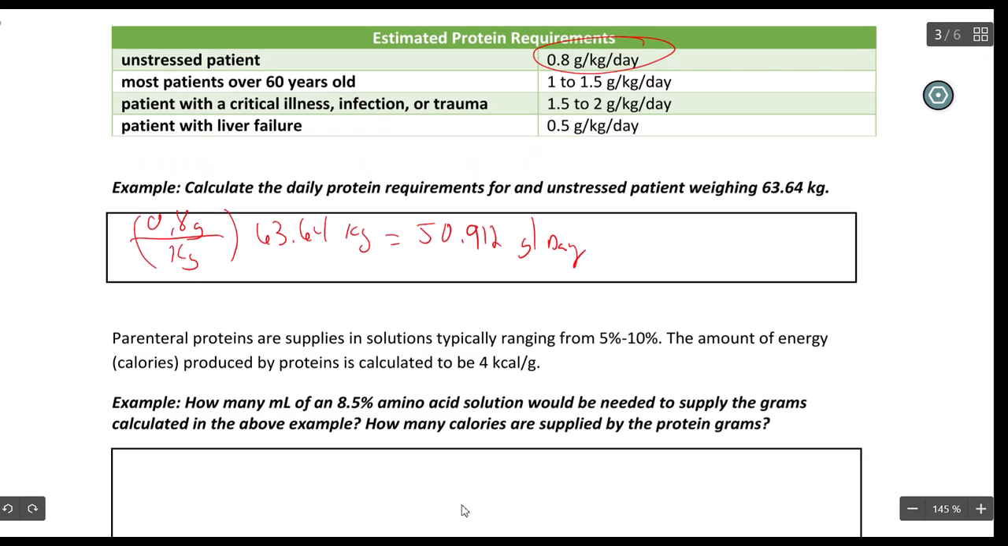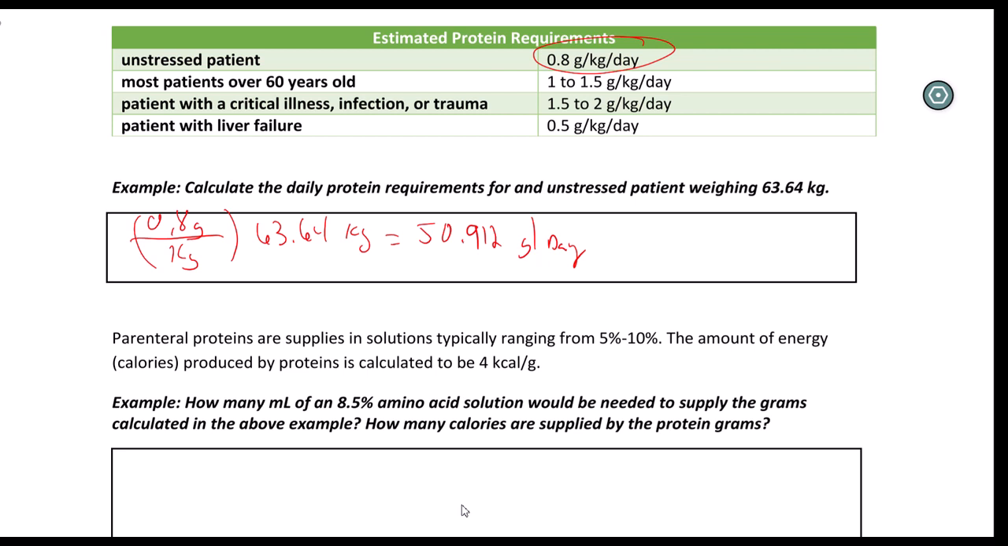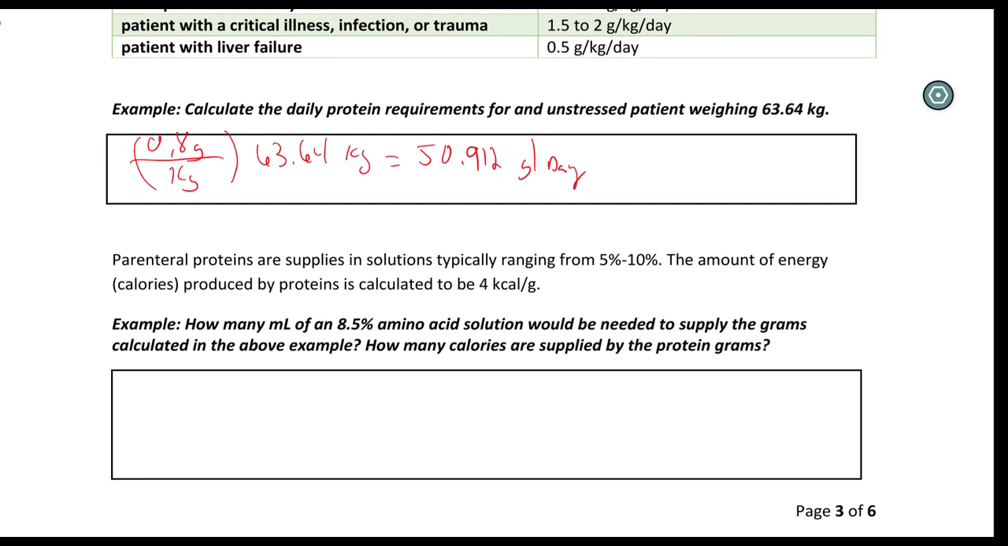The amount of protein that the person gets is fine, but we don't give the person protein. We give them an injection of parenteral, in our case that we're looking at here. That is going to be in the form of an amino acid solution. The amino acid solution for proteins typically ranges from about 5 to 10%.